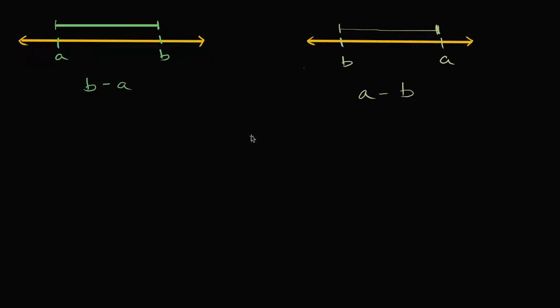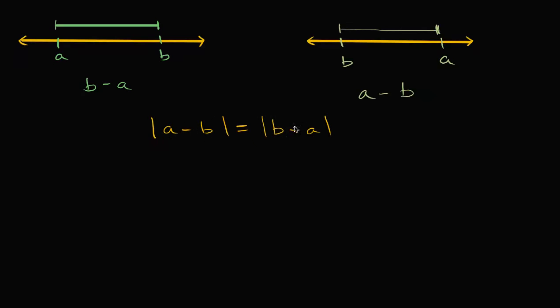Well, what you could do is just take either A minus B or B minus A and take the absolute value. And if you do that, it doesn't matter if you take B minus A or A minus B. It turns out that regardless of whether A is greater than B or B is greater than A or they're equivalent, the absolute value of A minus B is equivalent to the absolute value of B minus A. And either of these expressions is the distance between these numbers.